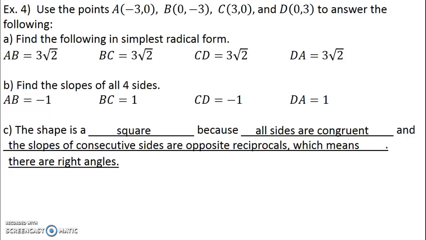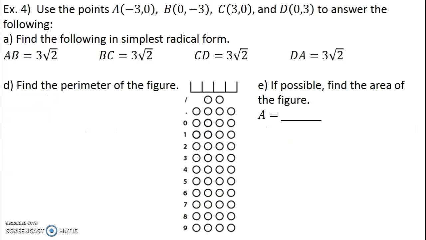We were just saying that if you have opposite reciprocals, that means there are right angles. That's where we finished up before that video ended. So to finish that, we need to now find the perimeter of the figure. Perimeter, even if you don't have the picture for it, if you know all 4 sides, perimeter is just adding them up. So I need to add 3 root 2 plus 3 root 2 plus 3 root 2 plus 3 root 2. Those are like terms.